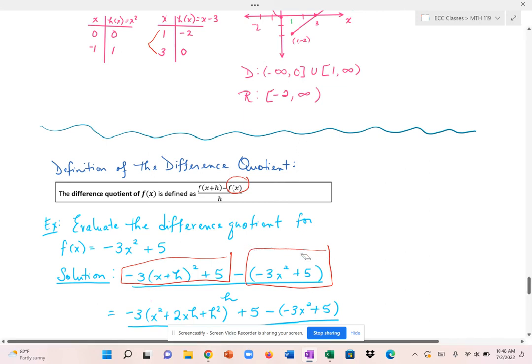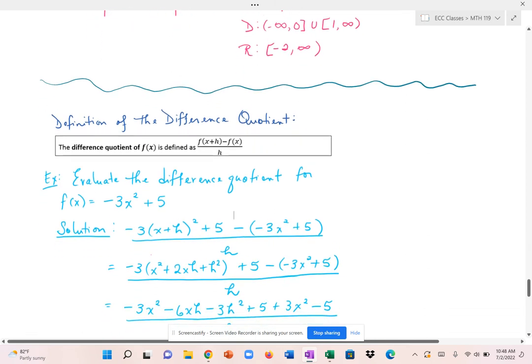So regardless of what your function is, divided by h is always part of that definition. So that's just plugging in to the rule. Now the rest of it is just doing some algebra. So I need to square this. And that's what I did here. When you square or FOIL it out, you get x squared plus 2xh plus h squared.